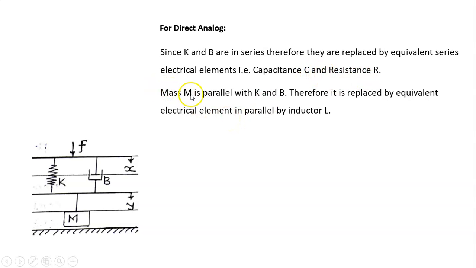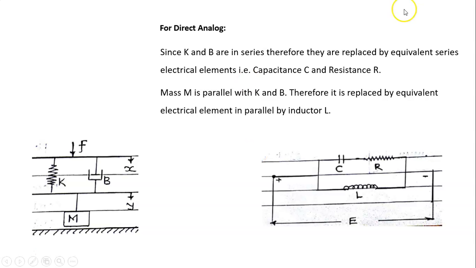Similarly, mass M is in parallel with K and B, therefore it is replaced by the equivalent electrical element in parallel, the inductor L, because mass M is equal to inductor L. Therefore we get the direct analog circuit as an electrical circuit like this.